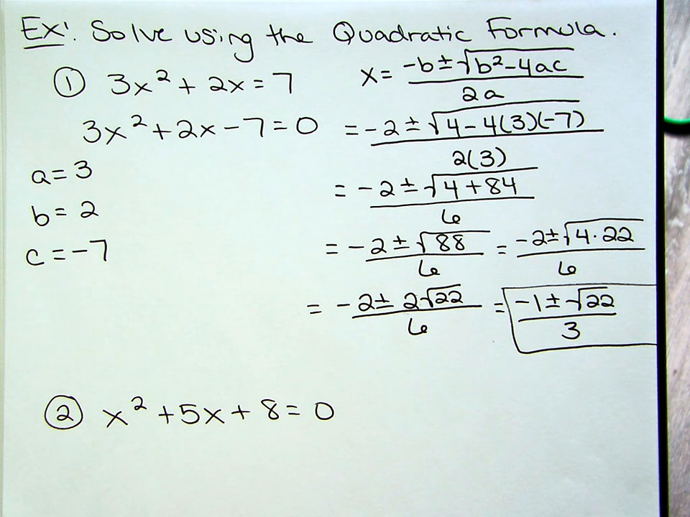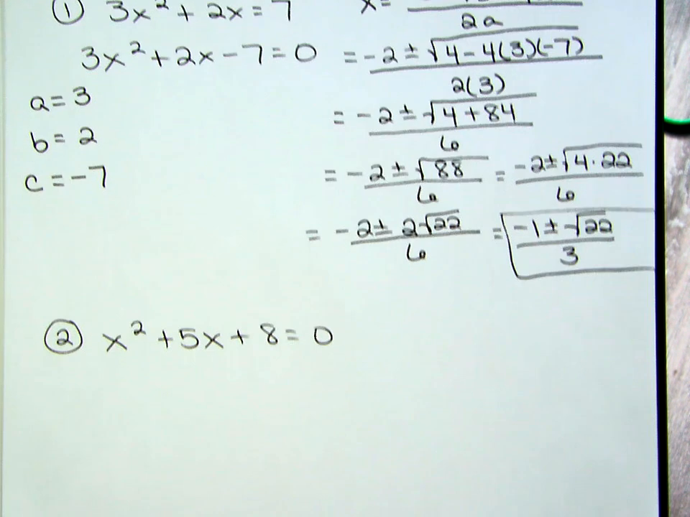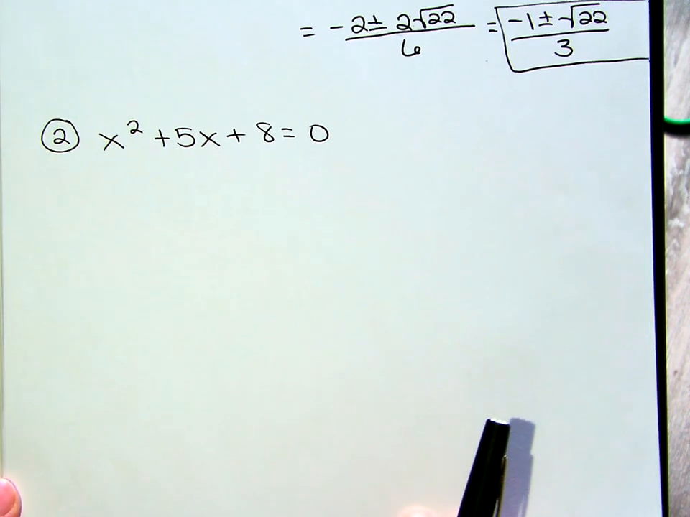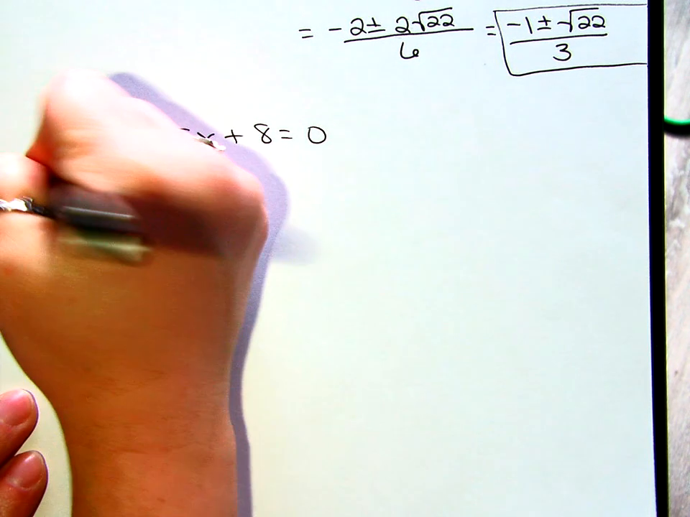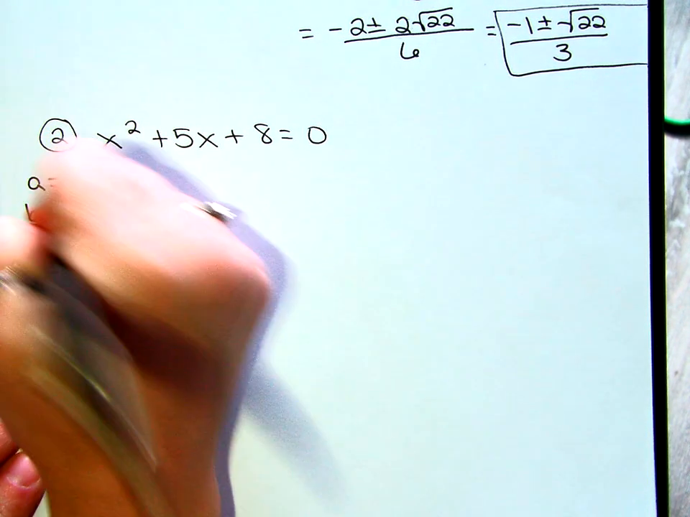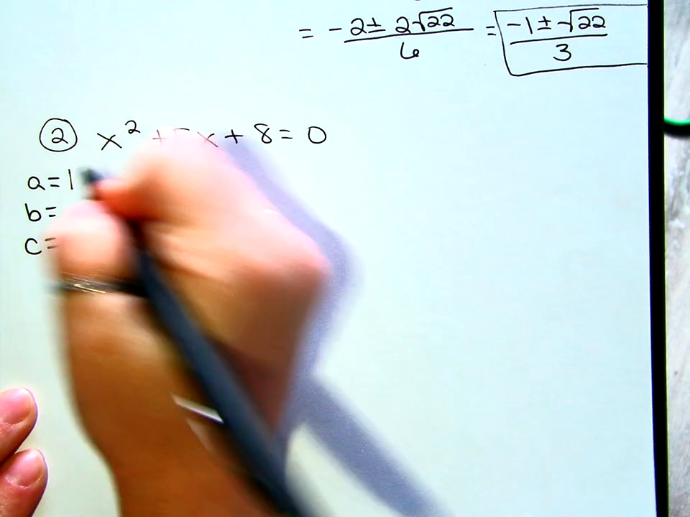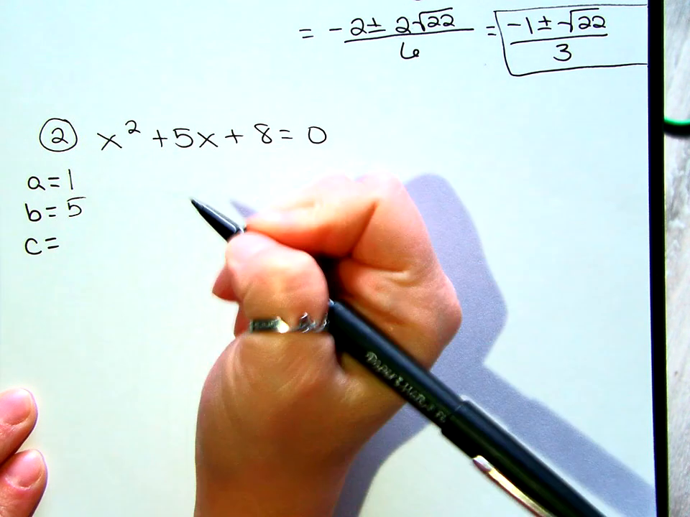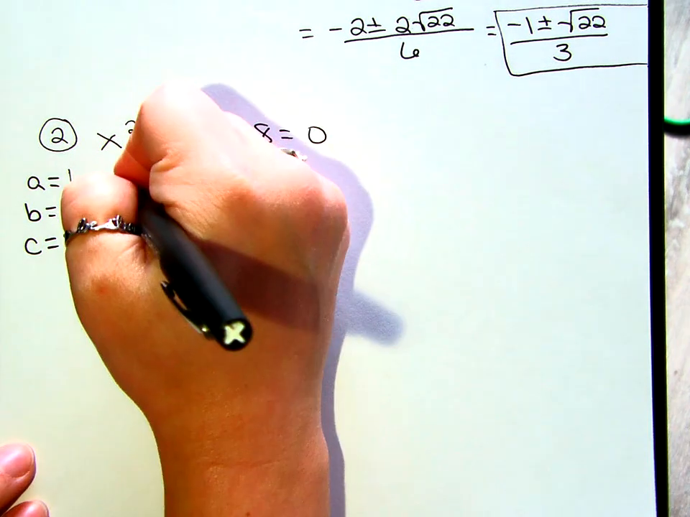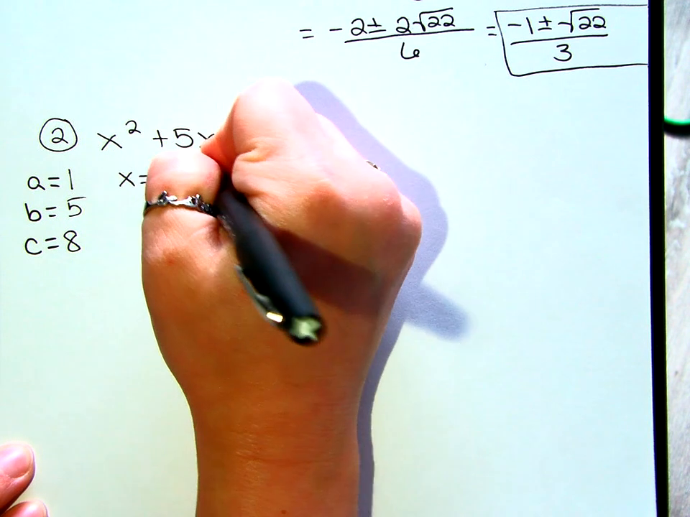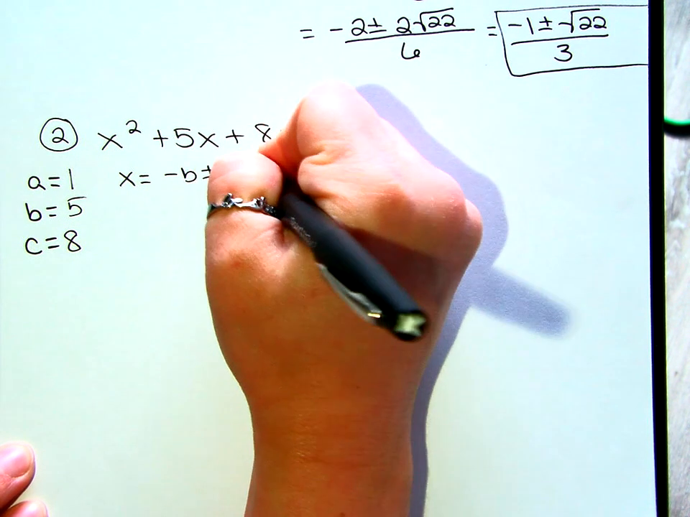All right, let's do one more. We're going to do x squared plus 5x plus 8 equals 0. So again, I'm going to list my A, my B, and my C. My A in this case is 1, my B is 5, and my C is 8. X equals -b plus or minus square root of b squared minus 4ac all over 2a.